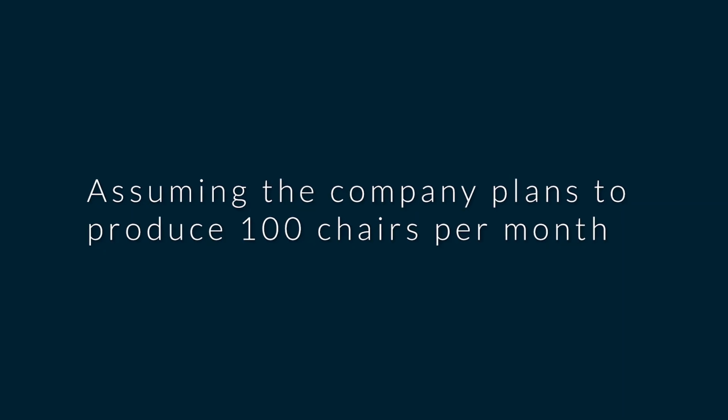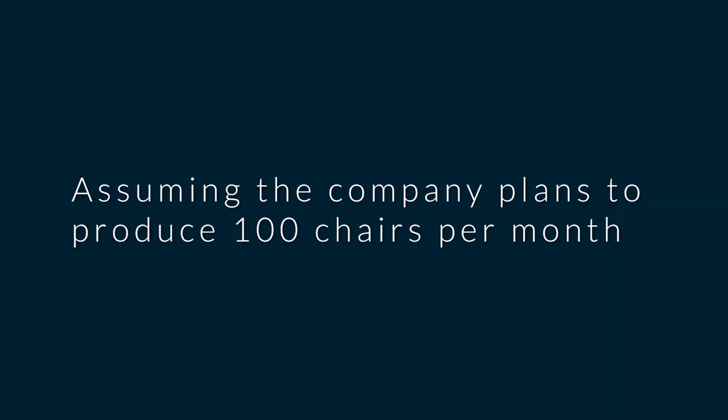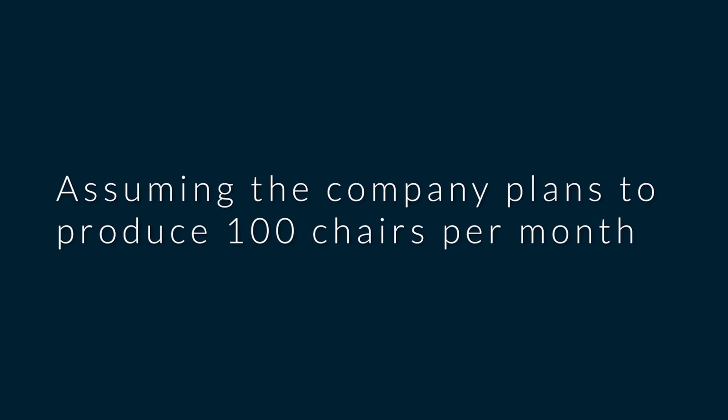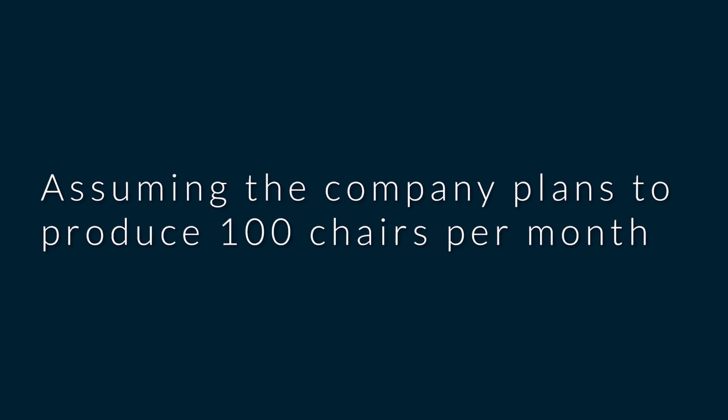Now, that is to make one chair. But the question is, how many chairs are we making? Because we need to find our total variable cost for all those chairs. Let's assume we are producing 100 chairs per month. With that in mind, we need to determine the total cost, then figure out our margin, add that to the total cost, and divide it by the number of chairs we are producing, and then we get our price per chair.